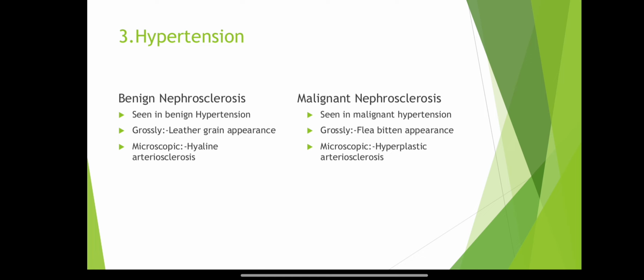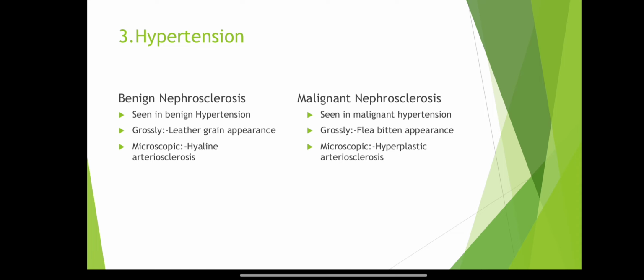Similarly, malignant nephrosclerosis is seen in malignant hypertension. A very important gross finding in benign nephrosclerosis is leather grain appearance. This is one of the MCQs. Microscopically there will be hyaline arteriosclerosis, so there will be pinkish material deposition in the vessel wall, and it will lead to narrowing of the blood vessel.